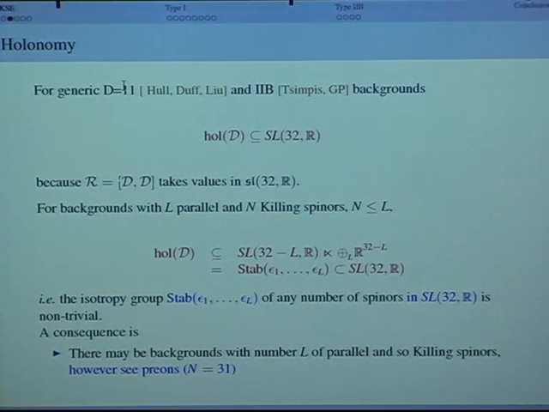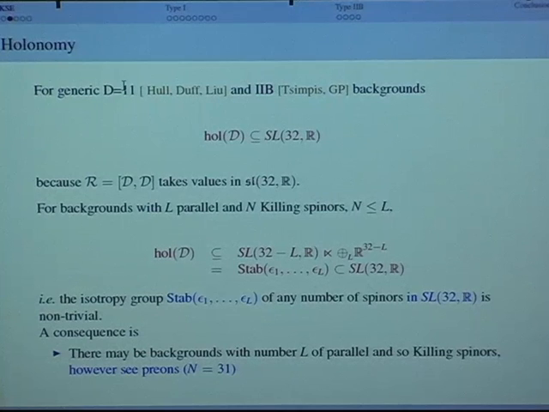This can easily be seen by computing the commutator of two supercovariant derivatives and seeing that it takes values in the Lie algebra of SL(32,R). Now, if you have one background with L parallel spinors, and typically the number of Killing spinors is a bit less than the number of parallel because some of the parallel might not solve the algebraic, let's say, Killing spinor equations, then the holonomy of the supercovariant connection is inside the stability subgroup of your parallel spinors inside SL(32,R), and the stability subgroup is SL(32-L,R) semi-direct L copies of R^(32-L).